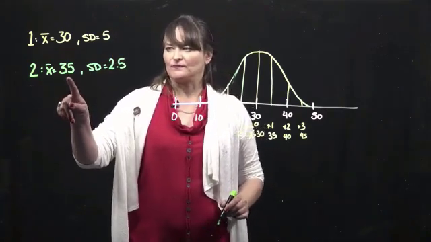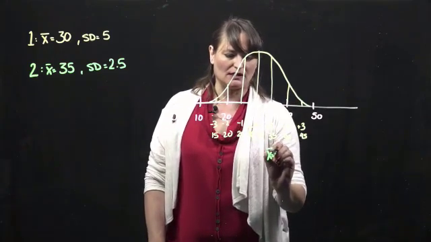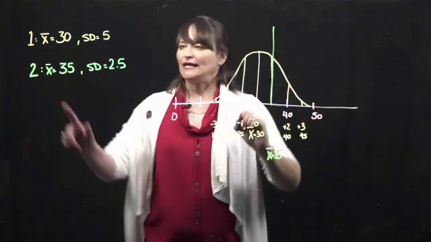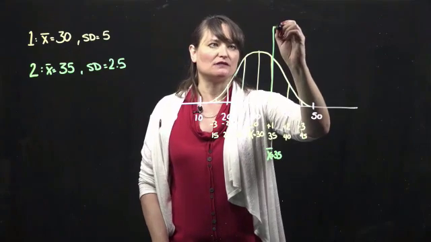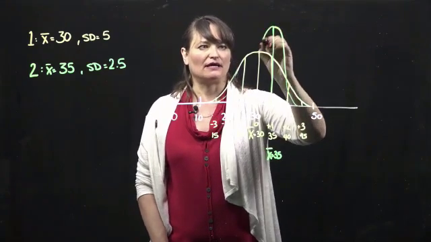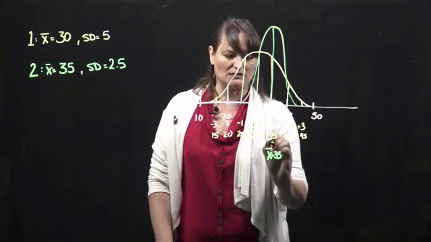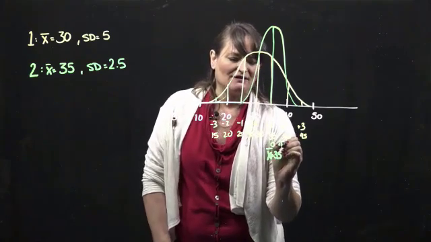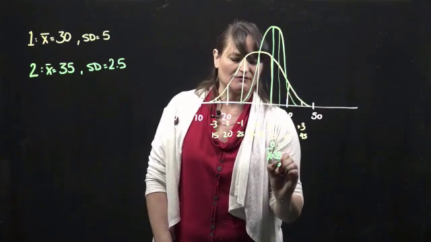Let's look at the other one. For the other one, the mean is here at 35. And it's got a much smaller standard deviation, so it's going to be a much narrower distribution. It's going to be more like this. And let's work out its z-score. So the 0 is right here at 35. +1 is here at 37.5.